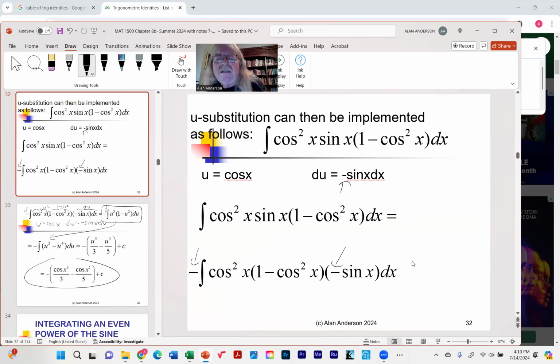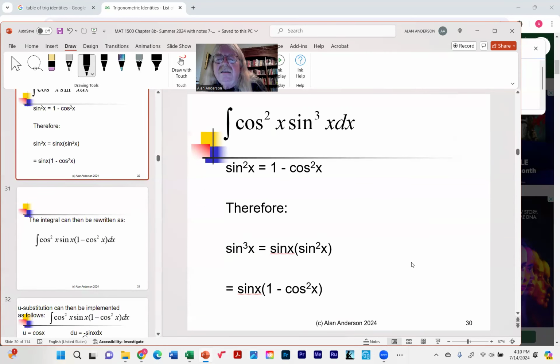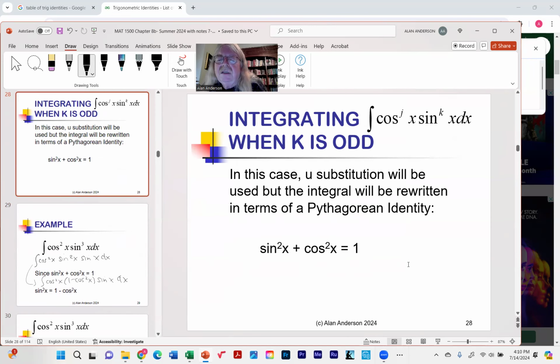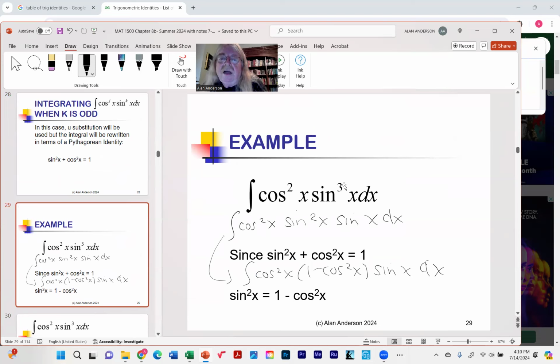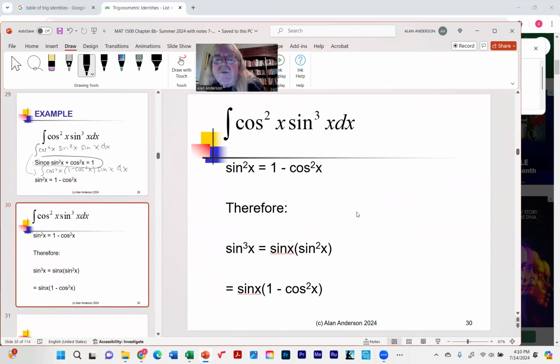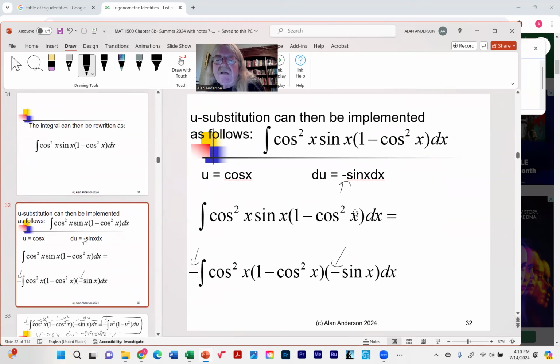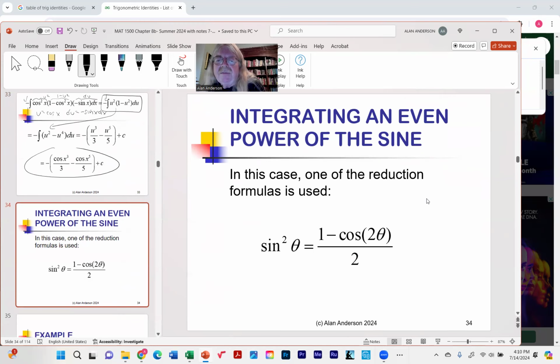So what exactly gave away what we were supposed to do? Well, it's the odd power for the sine. As long as you use the Pythagorean theorem and some algebra, then you can use u substitution, and you'll end up with your result. Wow, this is pretty deep.